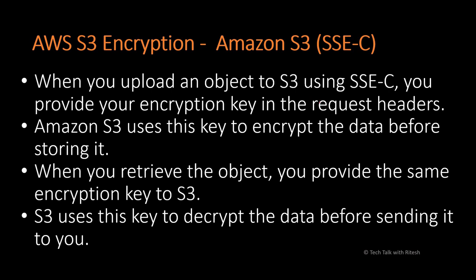When you upload an object to S3 using SSE-C, you provide your encryption key in the request header. So in the request header we also add the encryption key. S3 will use that key to encrypt the data before storing it, and at the time of retrieval we need to provide the same encryption key to S3 so that S3 can decrypt the data. S3 uses this key to decrypt the data before sending it back to you.